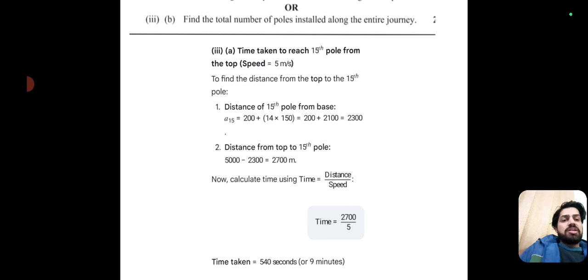Now divide the distance 2700 by the speed, you will get the value of time, which is 540 seconds, and you can also convert it into minutes by dividing by 60. You will get 9 minutes.